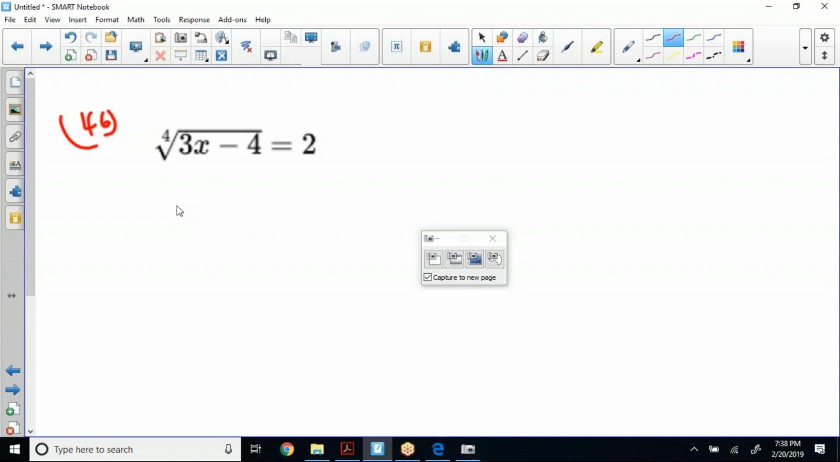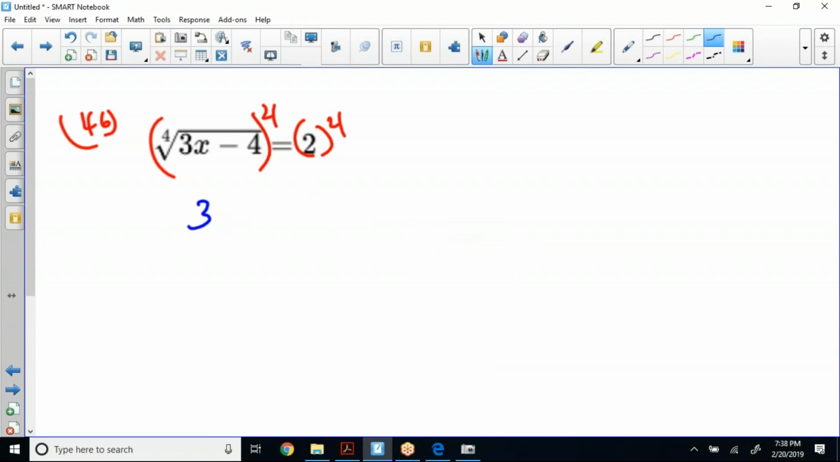This is number 46, right? Okay. I got a radical, right? Okay. How do you solve a radical? By the power of the root, right? But you got to make sure it's isolated, correct? So this kind of looks scary, but it's really not. This is a 4th root, so I'll raise everything to the 4th power. That means this drops. 2 to the 4th is 16. Now it becomes a cakewalk.